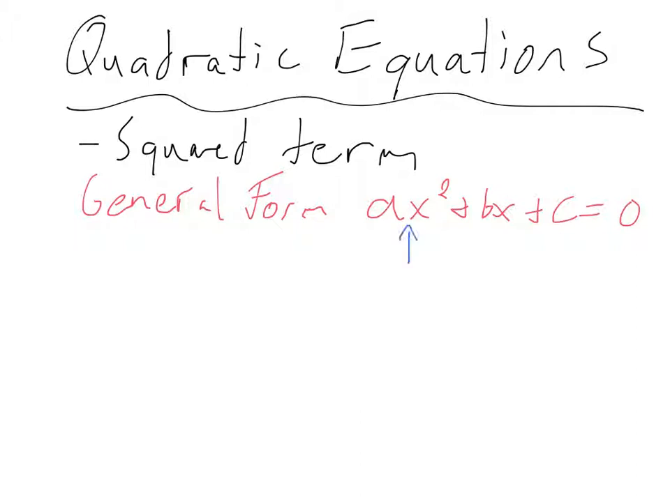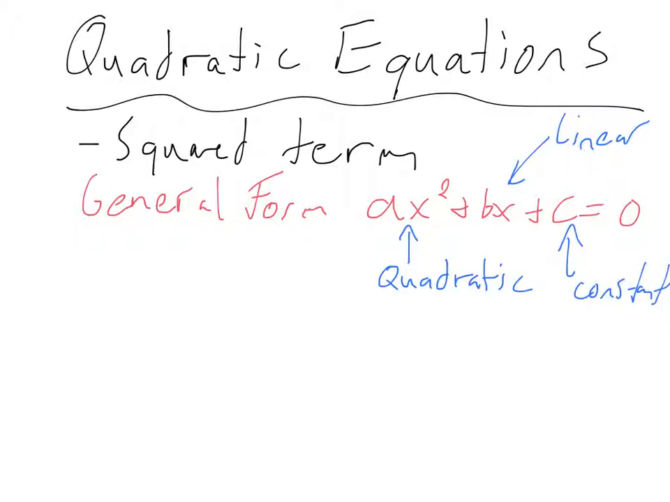The ax squared is what we call the quadratic term, of course. That's what gives the equation its name. The bx term, we're going to refer to that as the linear term. And then, of course, the c is the constant term. It has no variable associated with it, so it does not change depending on what x is. So that's the general form of a quadratic equation.